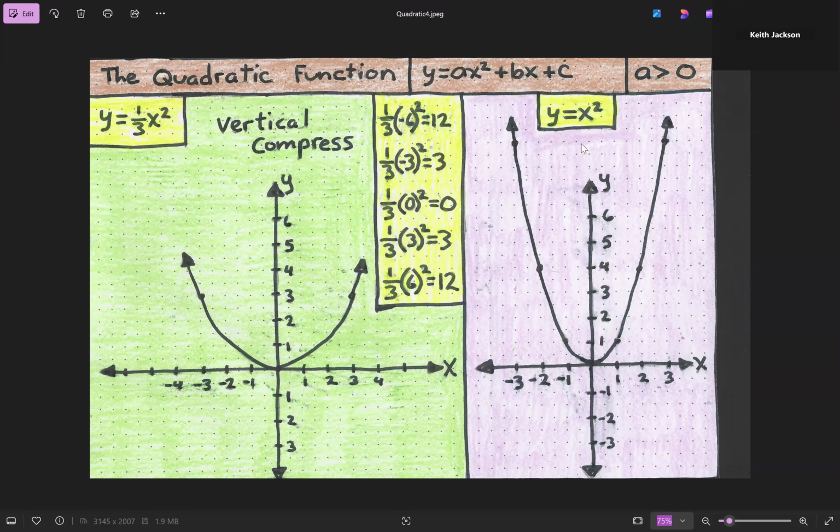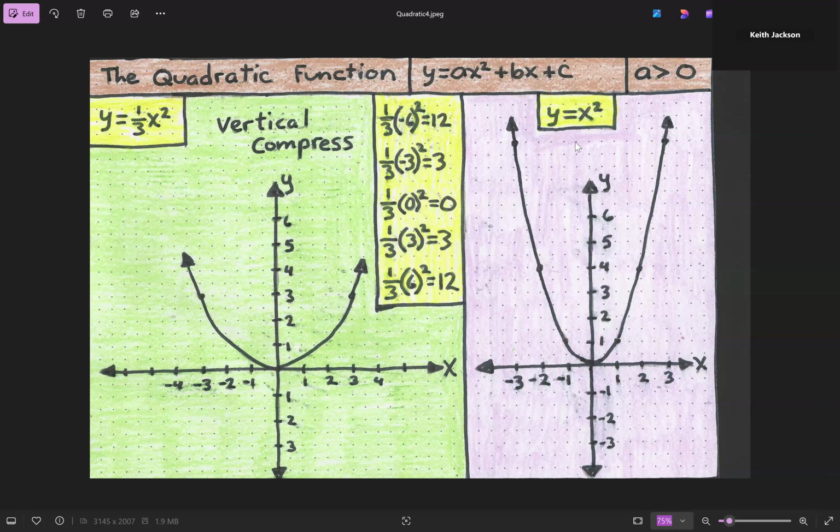In this video, we're going to take a look at the quadratic function as it relates to vertically compressed functions, keeping in mind that the quadratic function is represented by y is equal to ax squared plus bx plus c, keeping in mind in this case that a is greater than 0, which means that our arms will be facing upward.